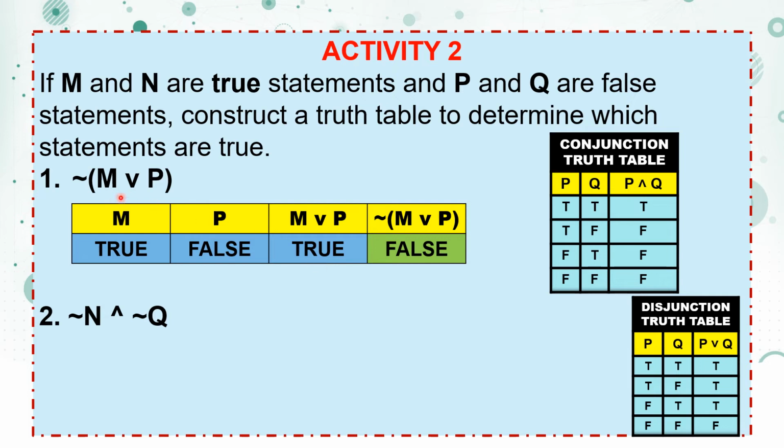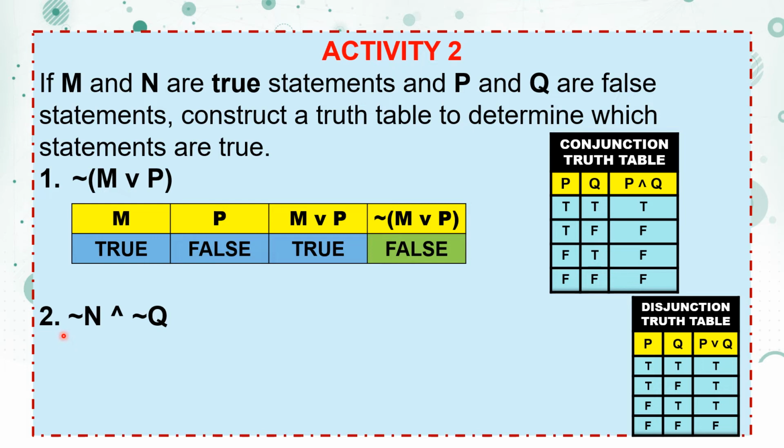And then, let's get now the negation of M or P. So, negation means it's the opposite, kabaligtaran ng true. Ang opposite ng true is false. Therefore, not (M or P) has a truth value which is false.